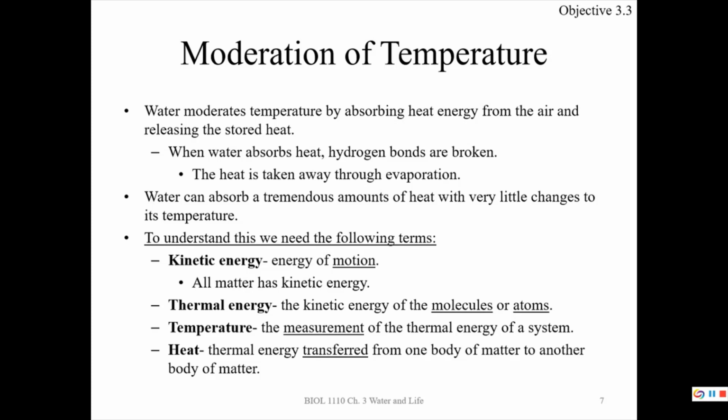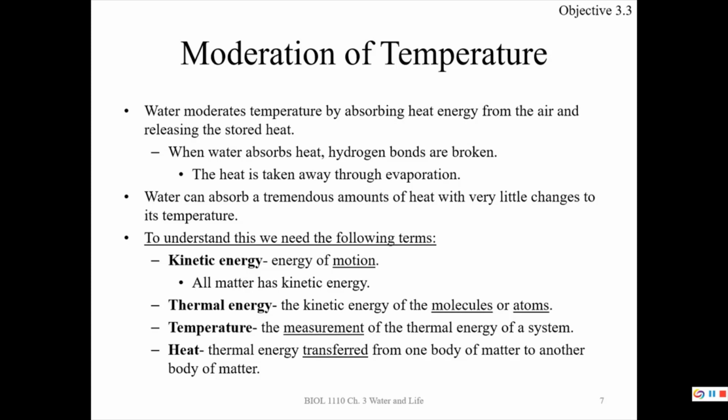Now, if I want to see that energy that is in a molecule or an atom, we call this thermal energy. The amount of kinetic energy in molecules or in atoms is referred to as its thermal energy. When I measure that thermal energy, that is called temperature. I always like to say that thermometers are just speedometers for molecules and atoms.